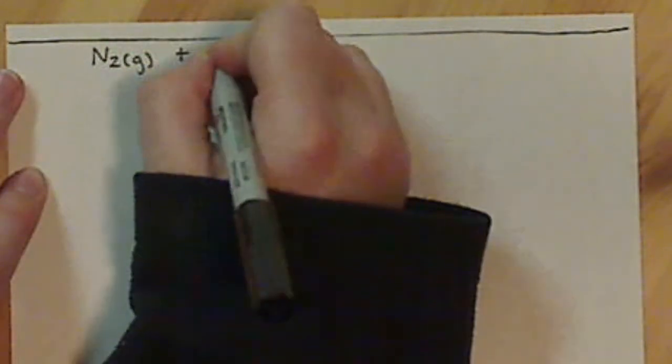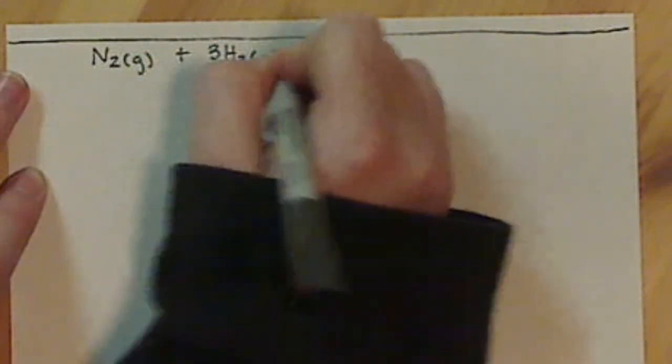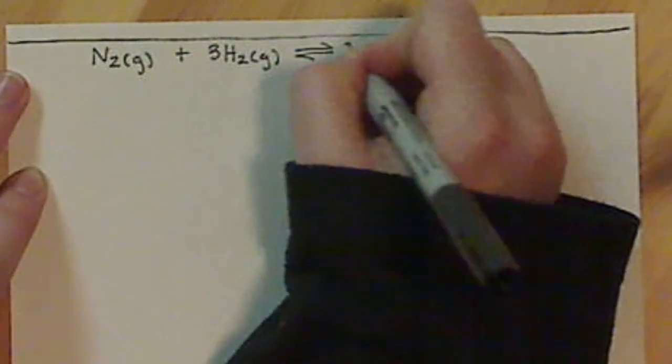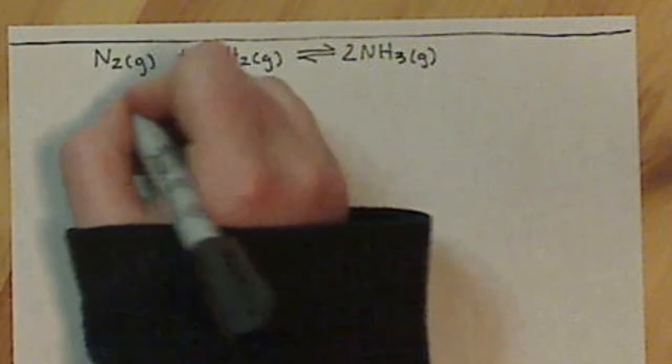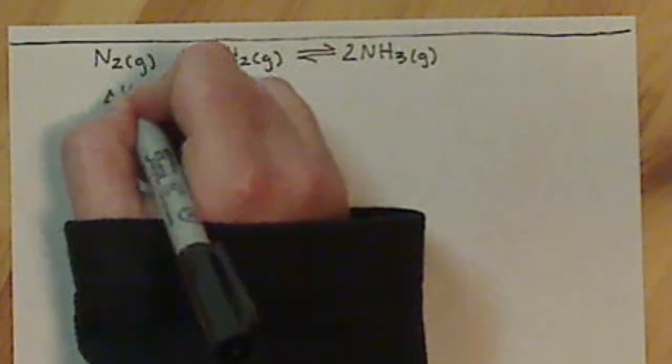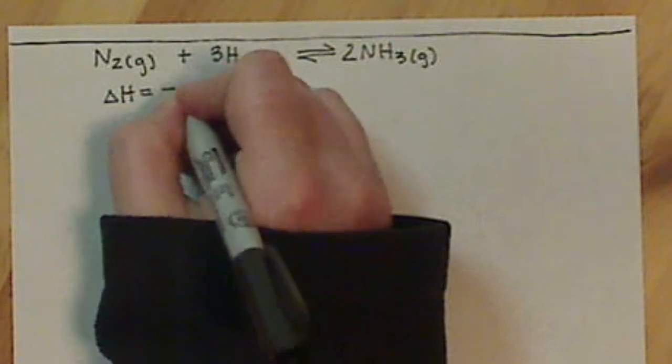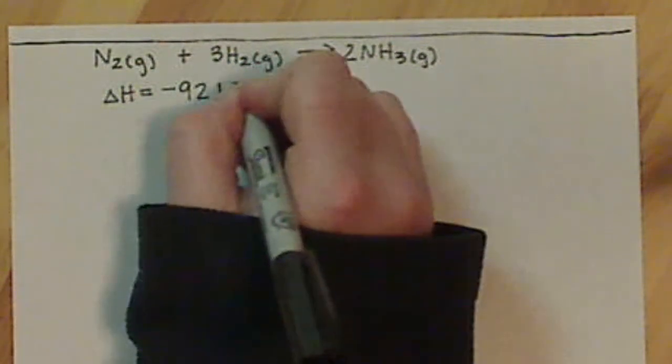So we have nitrogen gas plus hydrogen gas in equilibrium with ammonia. Now this reaction is exothermic. So its delta H value is equal to negative 92 kilojoules per mole.